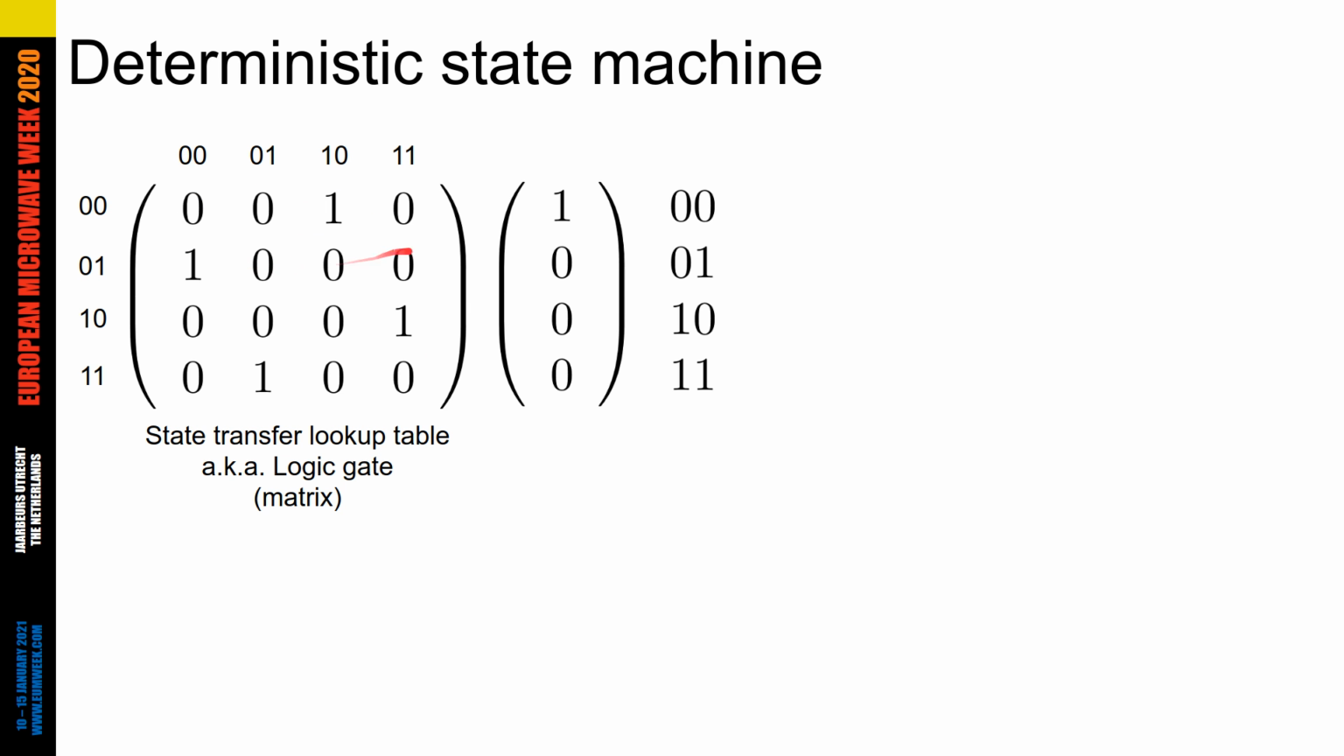Or in other words, it sends the state vector with a 1 in the first slot to a state vector with a 1 only in the second slot. That's why the 1 is in the second row here. So similarly, this matrix sends the state 0, 1 to the state 1, 1, and so forth and so on. Of course, this matrix can only have a single 1 in each column because it has to deterministically send one state to one other state.